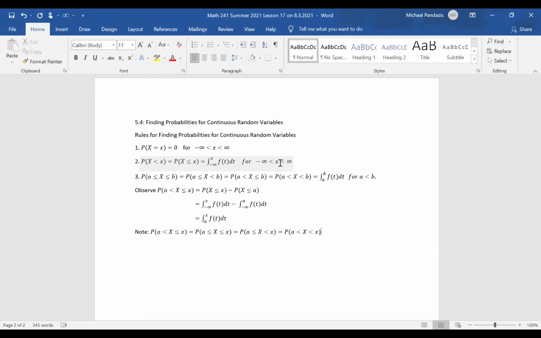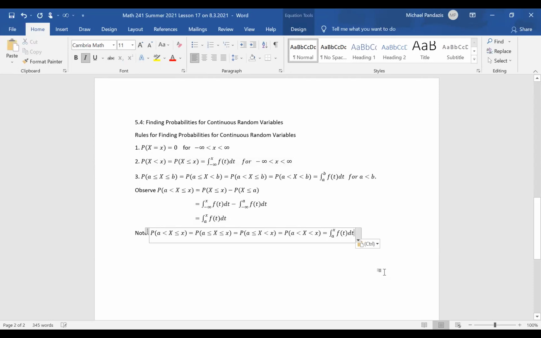All four of those probabilities are the same because they involve including or removing finitely many, only two values. In the subinterval, the probability of any particular value is 0, so we're not changing the probability. And so we found that this is equal to this definite integral. So all four of these are equal to that definite integral. Make sense?